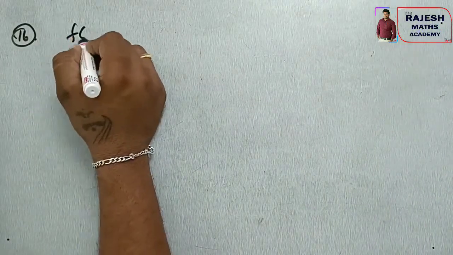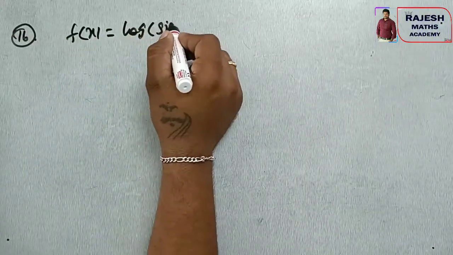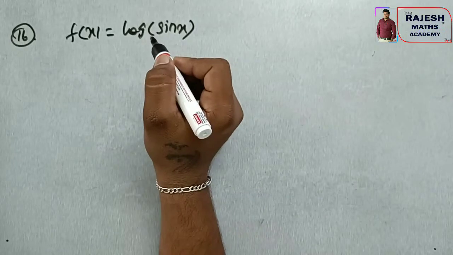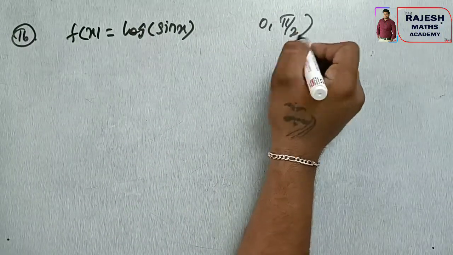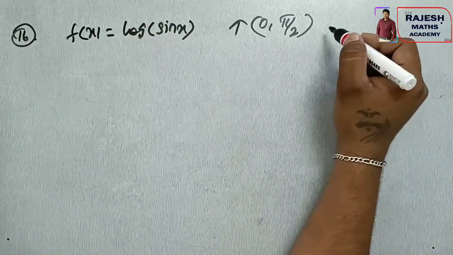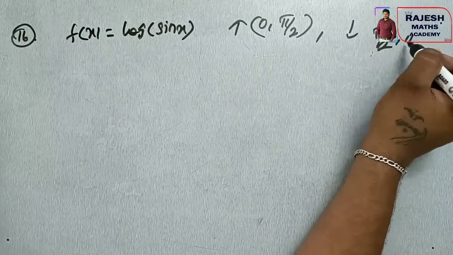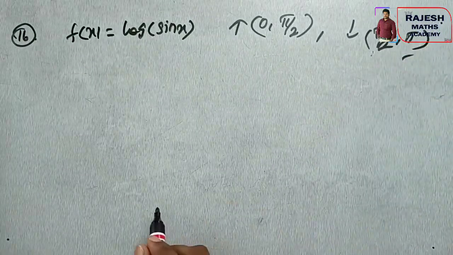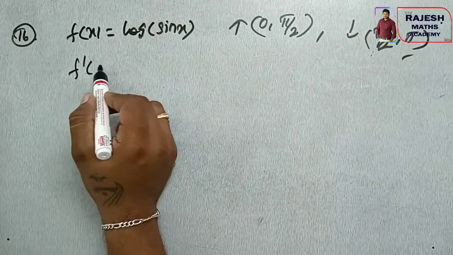Question 16. What is given here? Prove that the function f of x equals log of sin x is strictly increasing in the interval 0 to pi by 2, and strictly decreasing in the interval pi by 2 to pi. I need to prove this. So how to prove it? We have to find f dash of x.